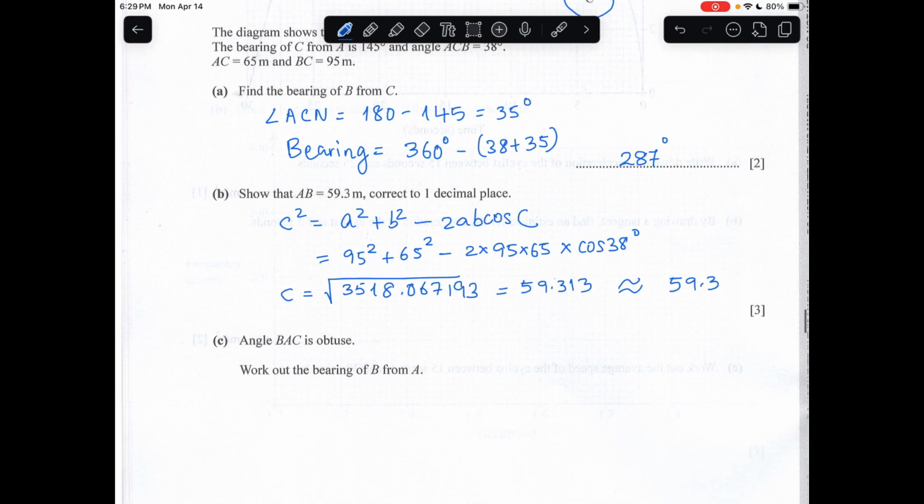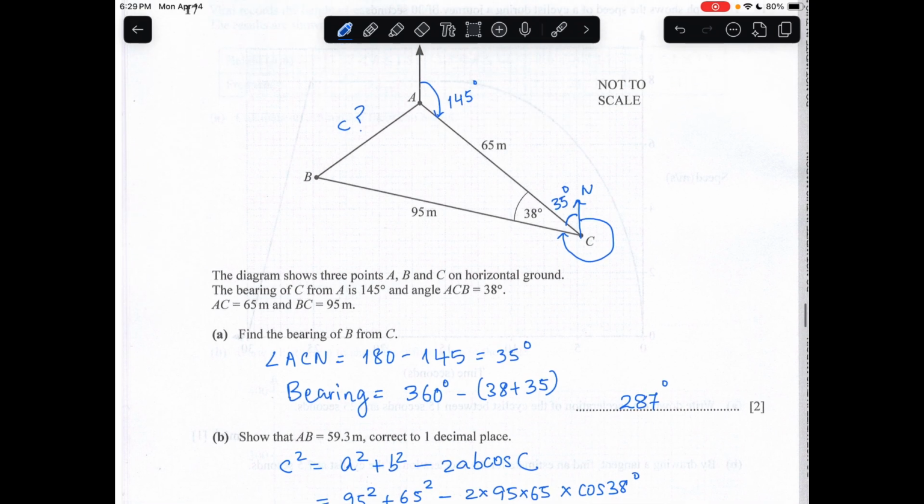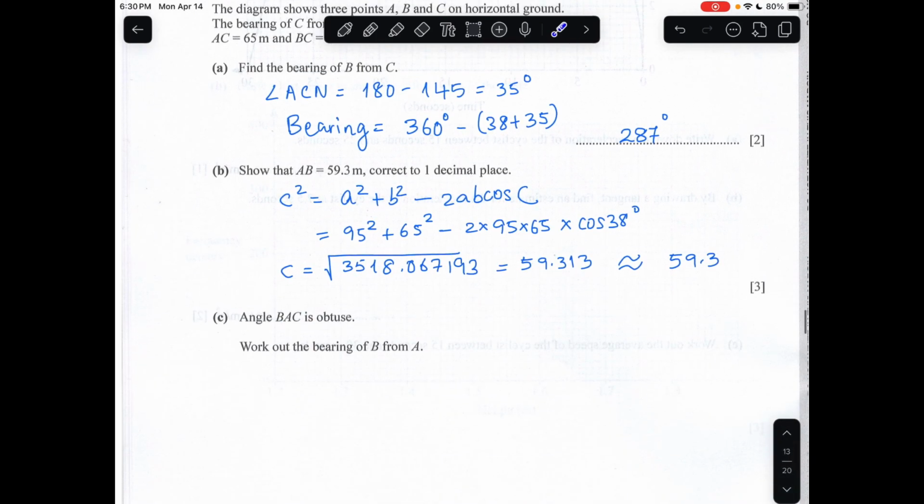Part C, angle BAC is obtuse. Work out the bearing of B from A. So angle BAC, let us identify which one is that. The angle BAC is this one, and it's given to us that it is obtuse. This information is very important, because if you calculate and you get an acute angle, then you should find the obtuse angle. How do we find that? That's what we're going to see now.